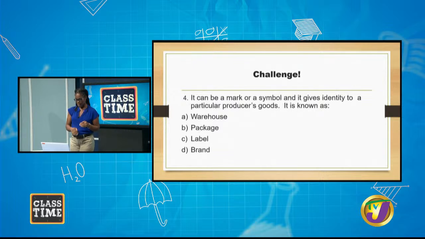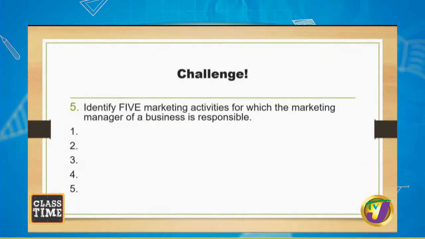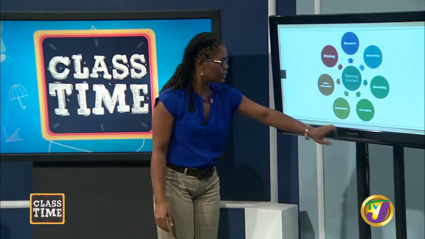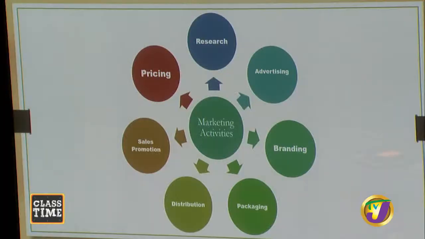It is a brand. And our final challenge for today, identify 5 marketing activities for which the marketing manager of a business is responsible. Now we discussed 6 activities. You can choose any 5 from those. So write them down, and I'm sure you remember this. So if you have market research, advertising, branding, packaging, distribution, sales promotion, or pricing, any 5 from that list, then you are indeed correct.